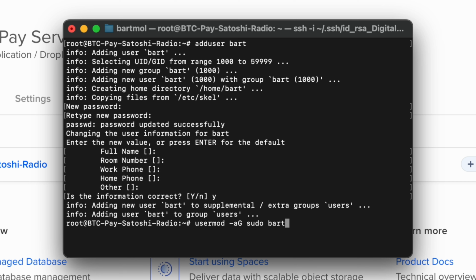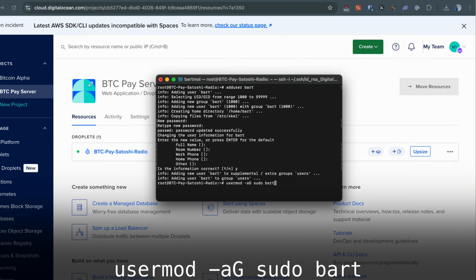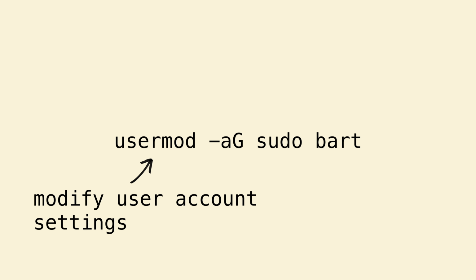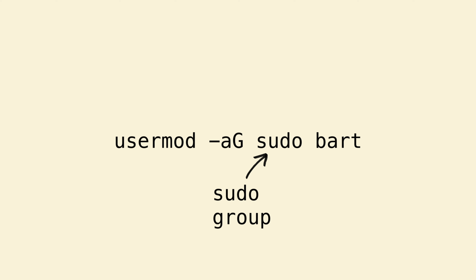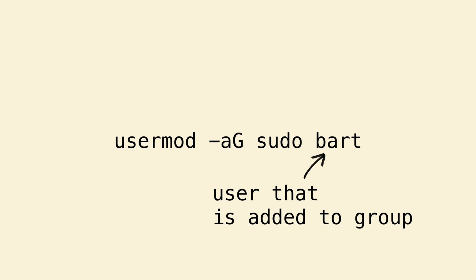This is fairly simple. To do this, we enter usermod -aG sudo bart. usermod is the command for modifying a user. A stands for append, add basically, and G for group. And sudo is the sudo group. So we're basically adding a user to the sudo group. In this case, it's the user bart, but you will need to use your own username, of course.